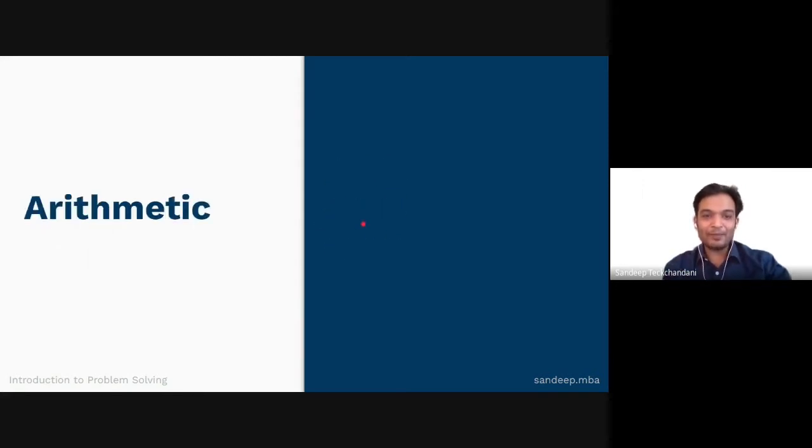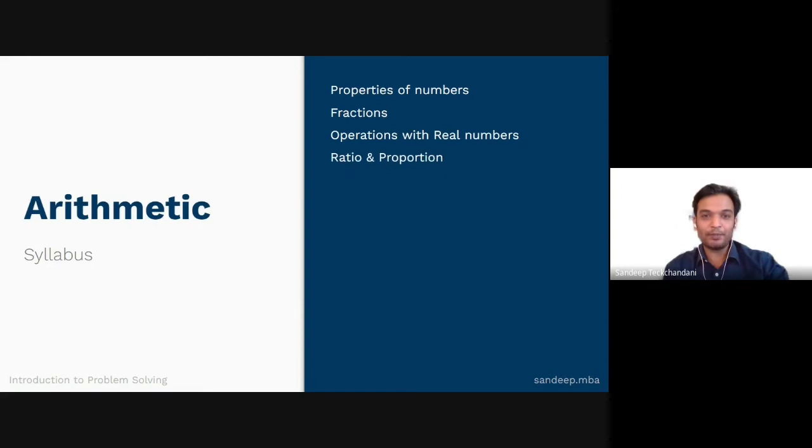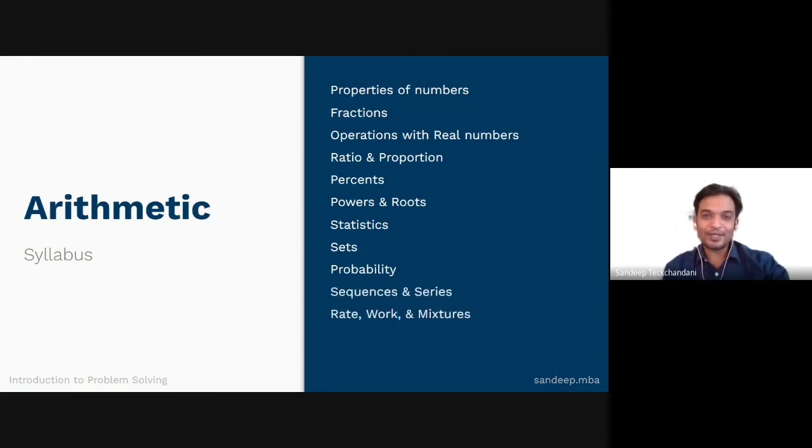In the arithmetic module, the following chapters are there: properties of numbers, fractions, operations with real numbers, ratio and proportion, percents, powers and roots, statistics, sets, probability, sequences and series, rate work and mixtures, and eventually permutation and combination.